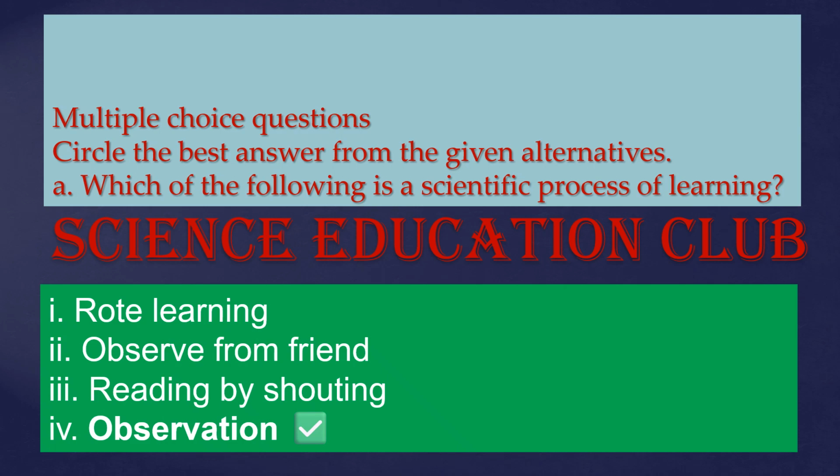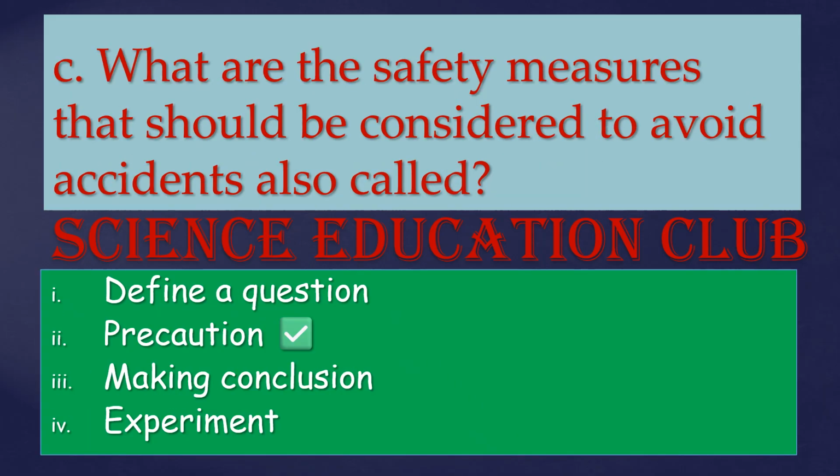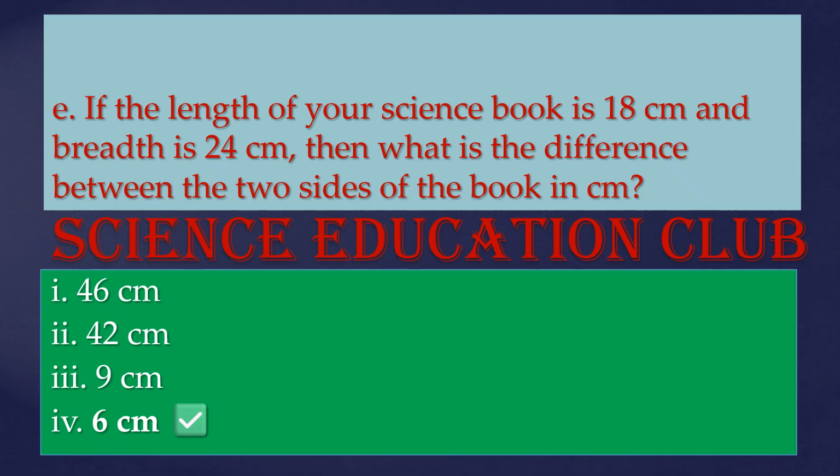Multiple choice questions. So first one, which of the following is scientific process of learning? So it is observation. Which of the following is a step of observation? Define a question. What are the safety measures that should be considered to avoid accidents, also called precaution? Why are schematic figures important in science? To understand clearly. If the length of your science book is 18 centimeters and breadth is 24 centimeters, then what is the difference between the two sides of the book in centimeters?